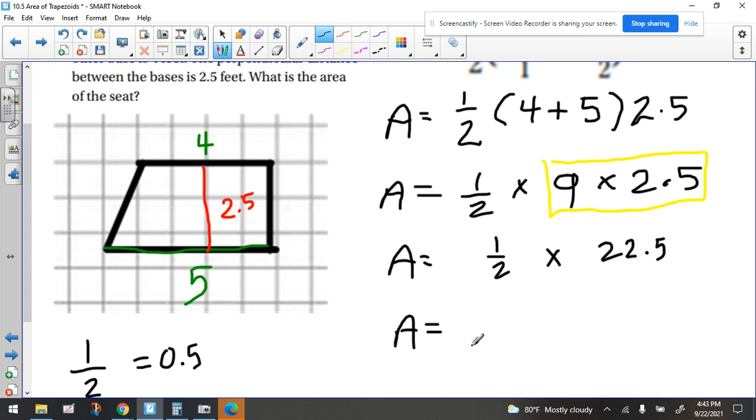And of course, the answer, whatever number you get, don't forget this is going to be square feet. So put the exponent of a 2 after feet.